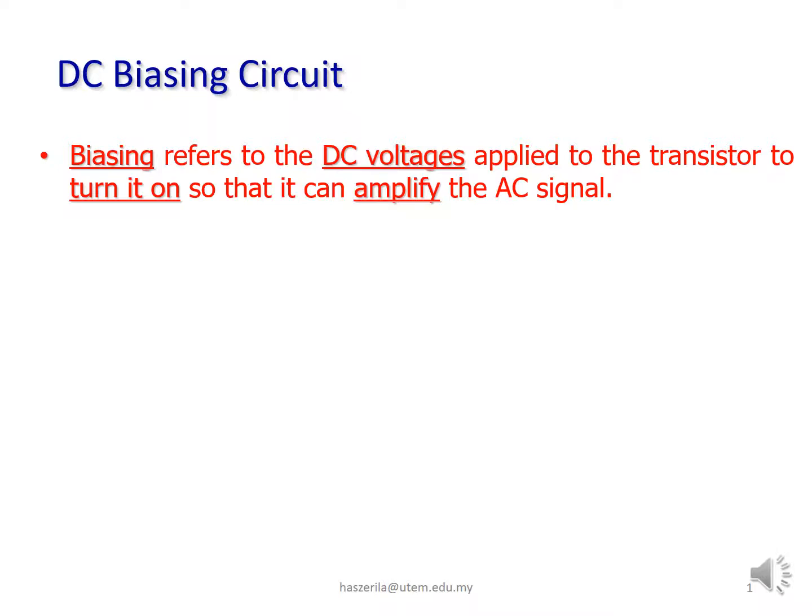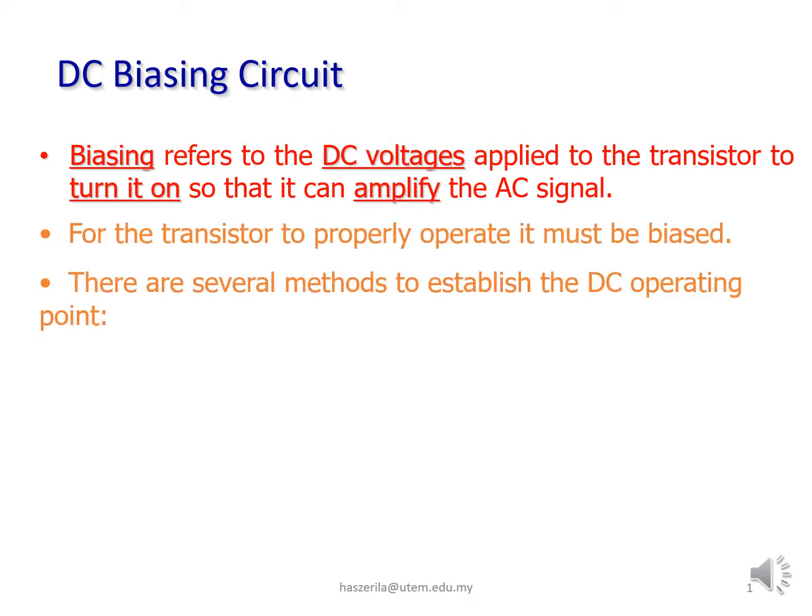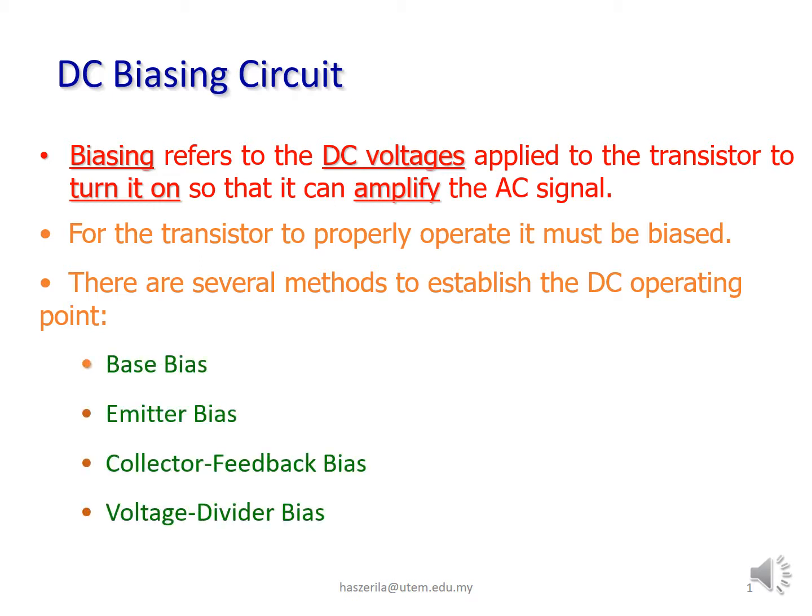DC biasing circuit. Biasing refers to the DC voltage applied to the transistor to turn it on so that it can amplify the AC signal. For the transistor to properly operate, it must be biased. There are several methods to establish the DC operating point. The first ones are the base bias, emitter bias, collector feedback bias, and the voltage divider bias.